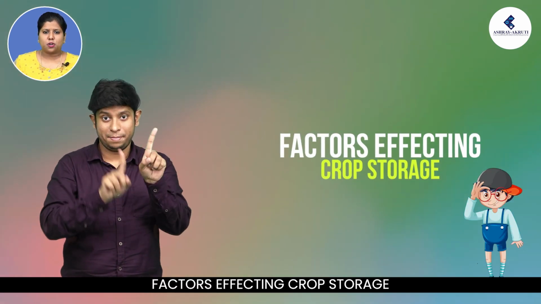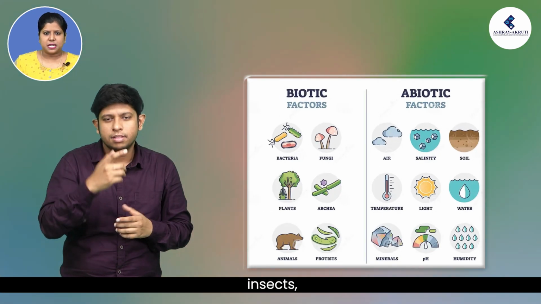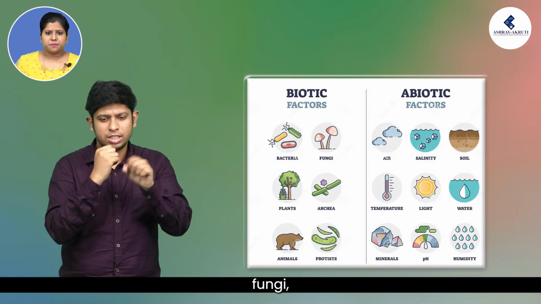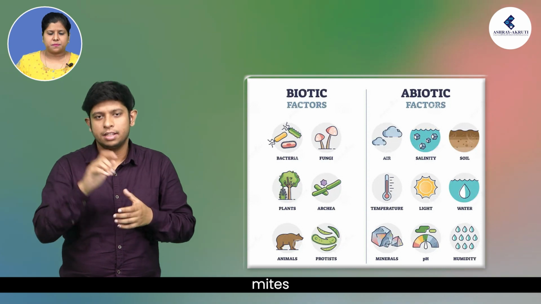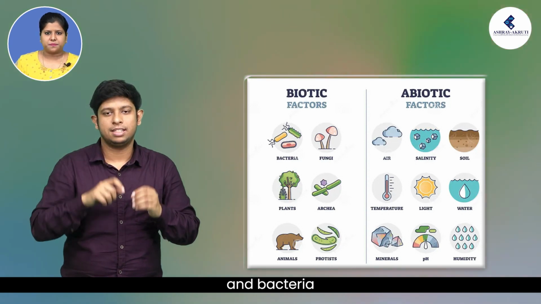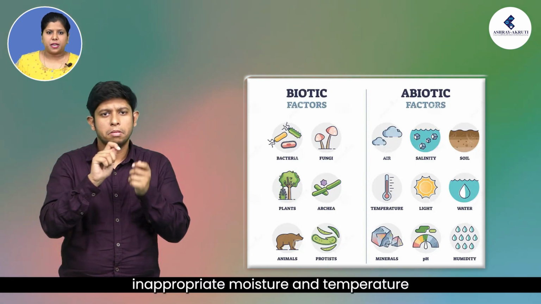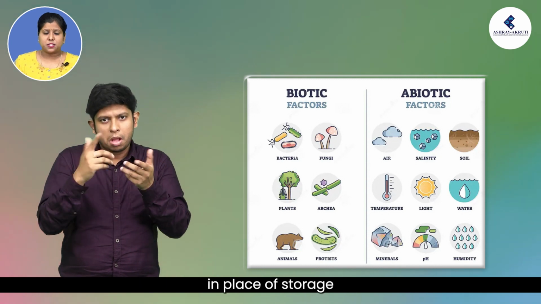Factors affecting crop storage: biotic factors, such as insects, rodents, fungi, mites, and bacteria. Abiotic factors, such as inappropriate moisture and temperature in the place of storage.